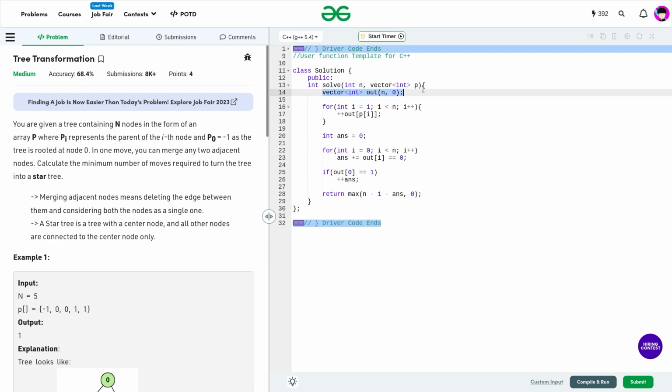So I created a vector called out. This will be storing the out degree of every node. Why do I need to store the out degree? You know that in a tree, if the out degree of any particular node is 0, that means it is going to be a leaf node, because there are no other nodes arising from it, right? So for all the values, I am not taking the 0th node because its value will be minus 1, right?